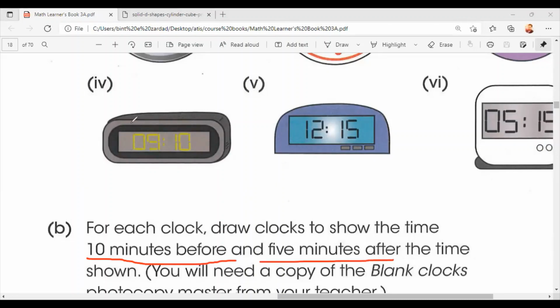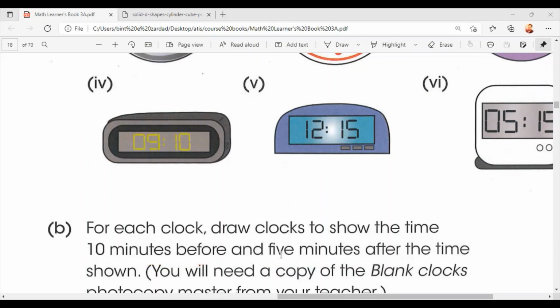Simple. This is 9:10. So before 10 minutes, what's the time? So go back 10 minutes. So it is 9 o'clock. Before 10 minutes, it's 9 o'clock. And here, before 10 minutes, it's 12:05. Now it's 12:15. Before 10 minutes, it's 12:05.